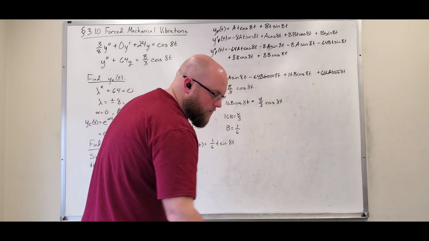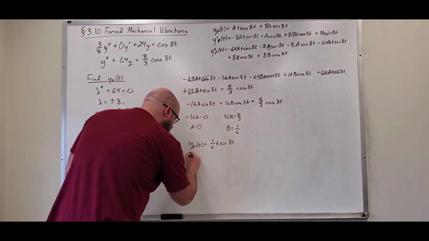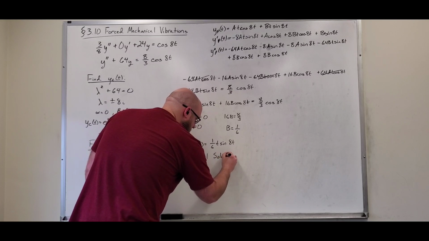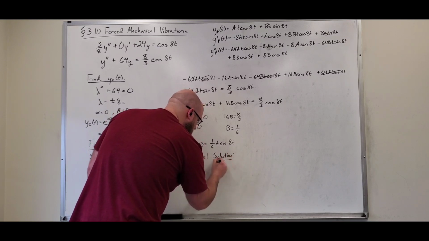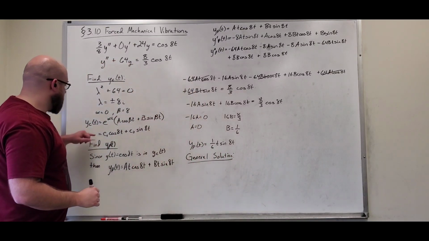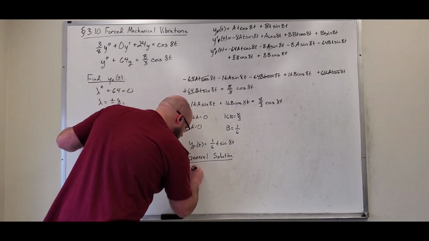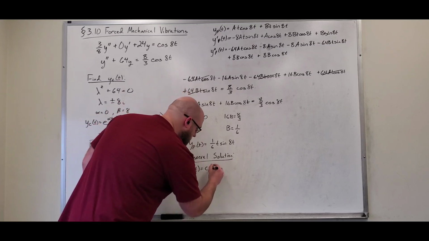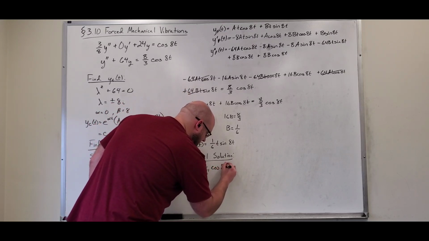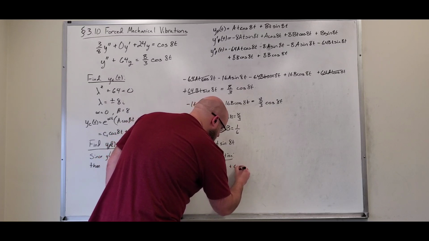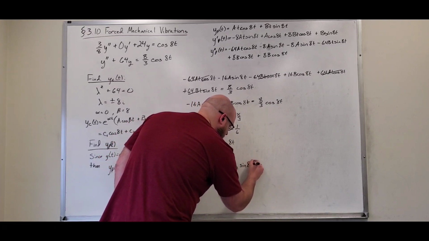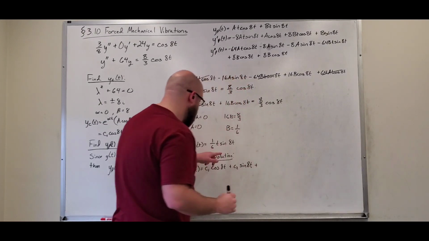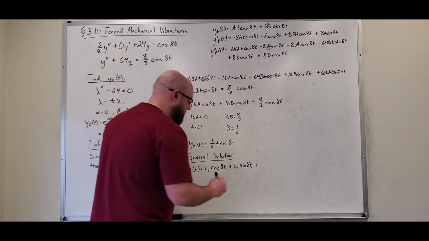All right? Which means our general solution, okay, is our y sub c, so y of t, is equal to c1 cosine of 8t plus c2 sine of 8t plus our particular equation, which we just stated, is this 1/6 t sine of 8t.